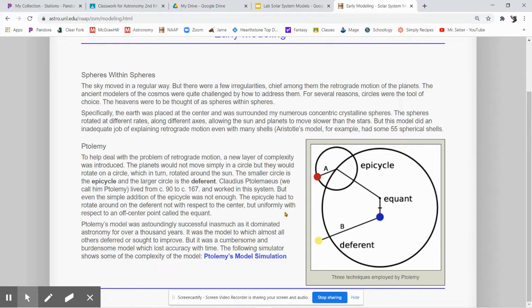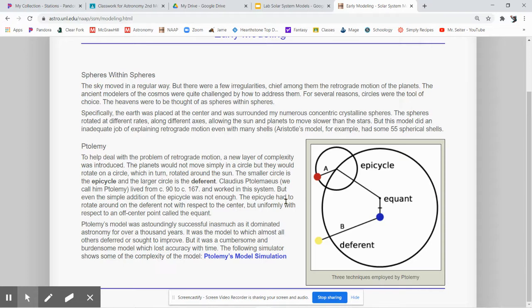But even the simple addition of the epicycle was not enough. The epicycle had to rotate around the deferent, not with respect to the center, but uniformly with respect to an off-center point called the equant, right here.